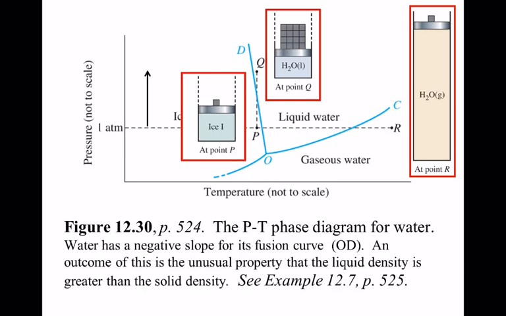So P to R is basically you're ramping up the temperature, okay, and it's going to go to a liquid and then end up as a gas, at 1 atmosphere pressure. Okay.